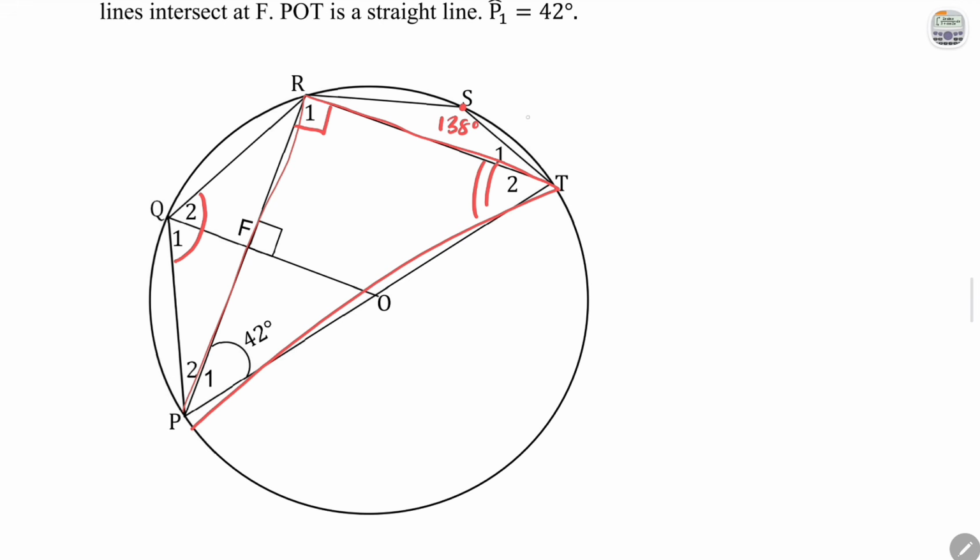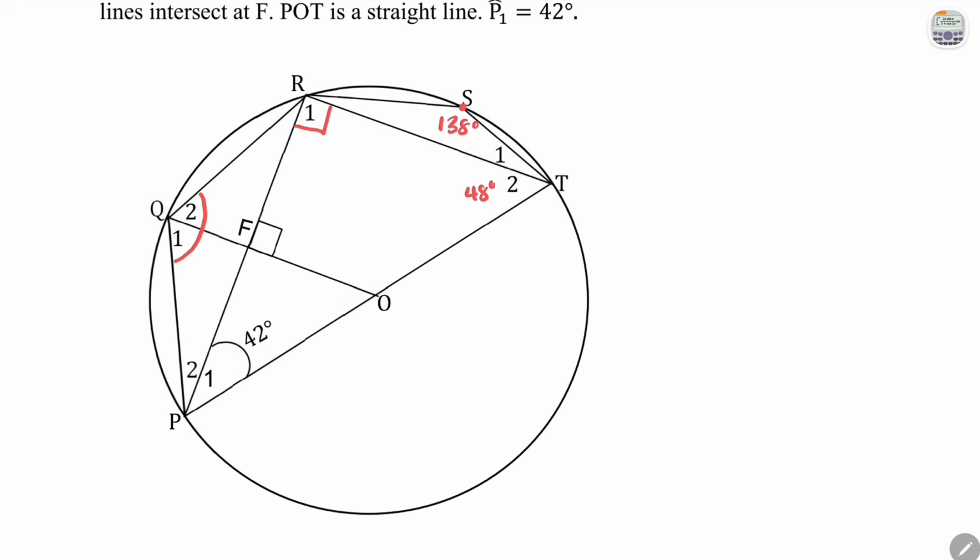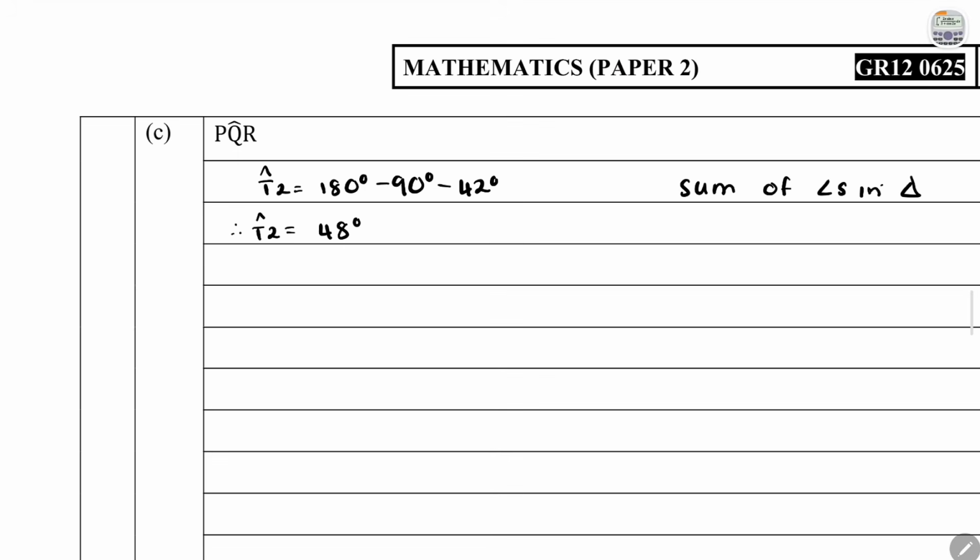Okay, now that we know what angle T2 is, how do we find angle PQR? So again, using that cyclic quad, you see that the opposite angles of a cyclic quad add up to 180 degrees. So we can simply say that angle PQR would be found by saying 180 degrees minus 48 degrees.